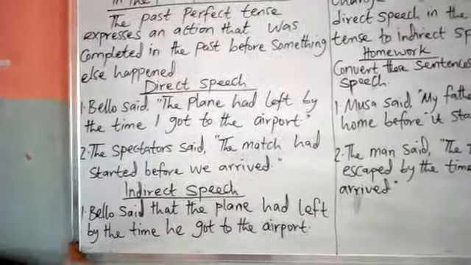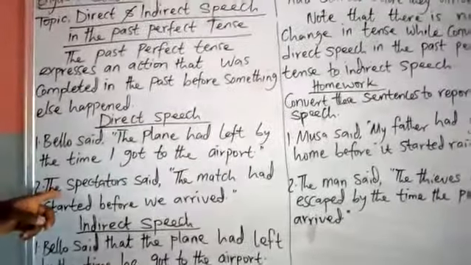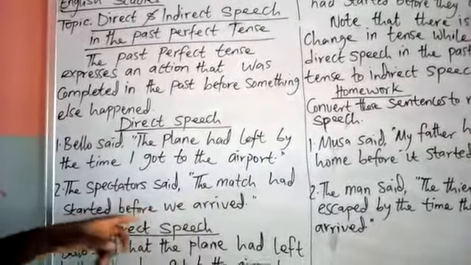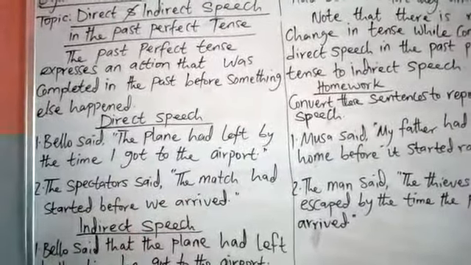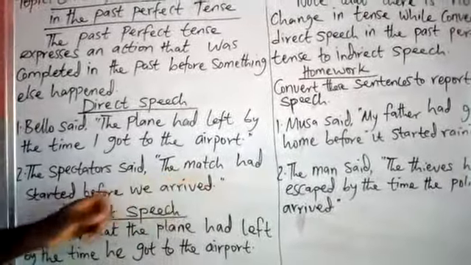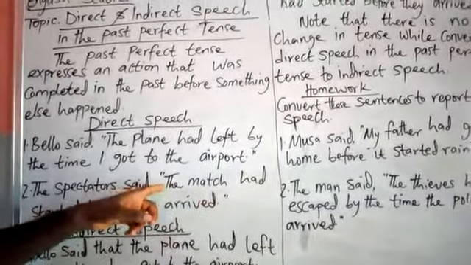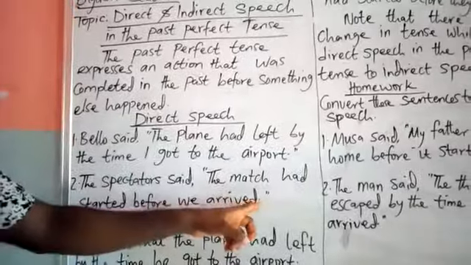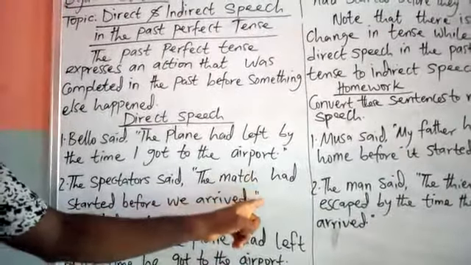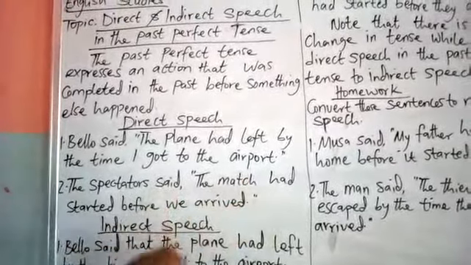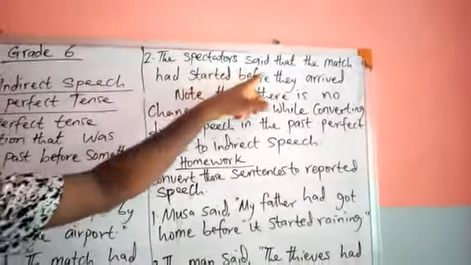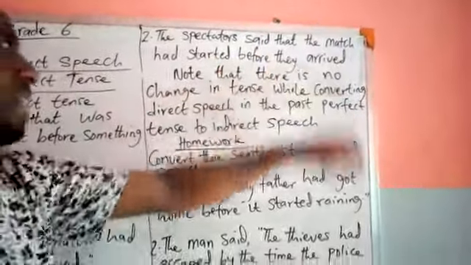All right. Now let's see number two. The spectators said, "The match had started before we arrived." This is the starting point of the direct speech, the match, then it ends in arrived, with a quotation mark at the end. Now let's see the indirect counterpart. The spectators said that the match had started before they arrived.